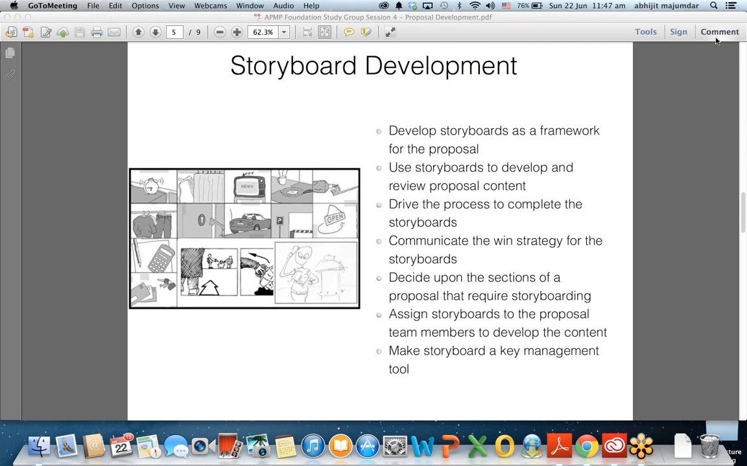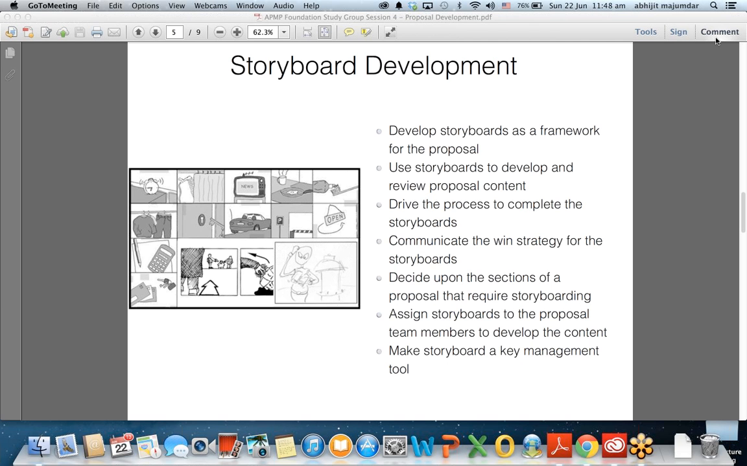Now, the purpose of storyboards: storyboarding is suggested by APMP as a very powerful tool. And yes, it is a very powerful tool, and more importantly, it is a very structured way of developing your proposal. A storyboard does not actually produce your proposal, it only creates a framework for your proposal.